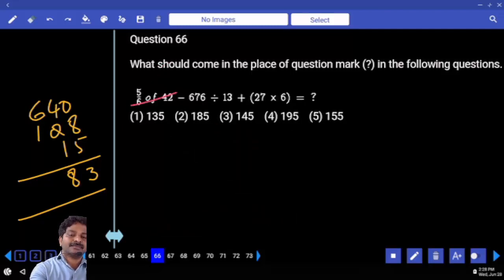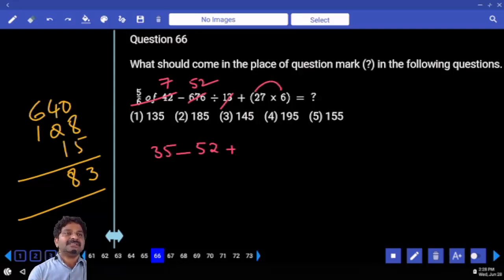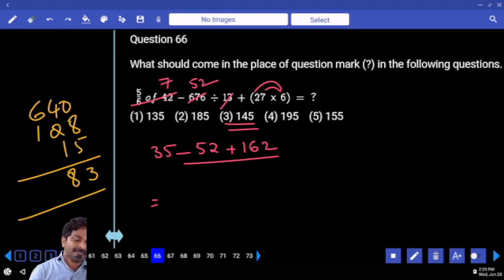6 how many times? 5 times of 7. 30 minus 13. 50. 2 times. 52 plus 27 6 times. 20 into 6. 120. 7 into 6. 120, 42. 162. Right. 52 subtracted from 162. 110 plus 35. 145.